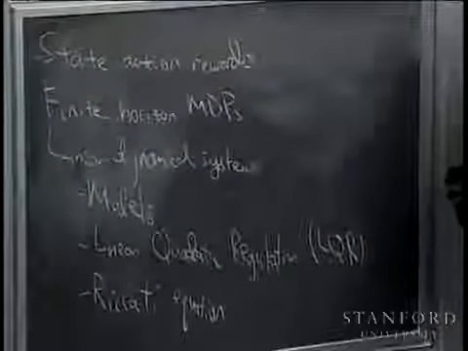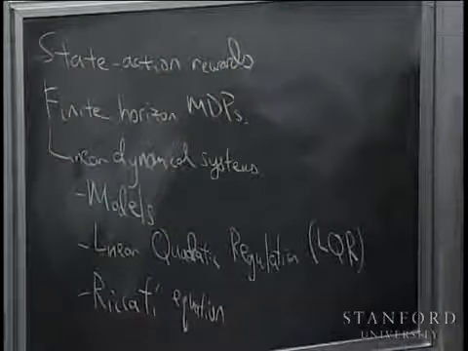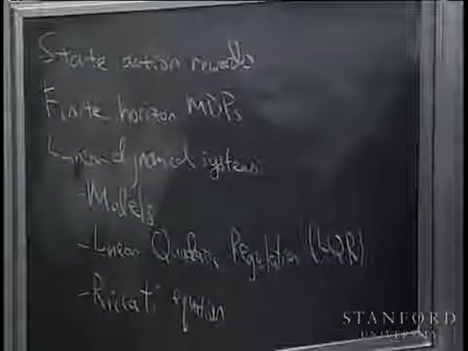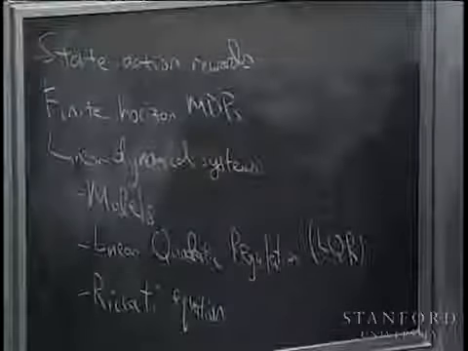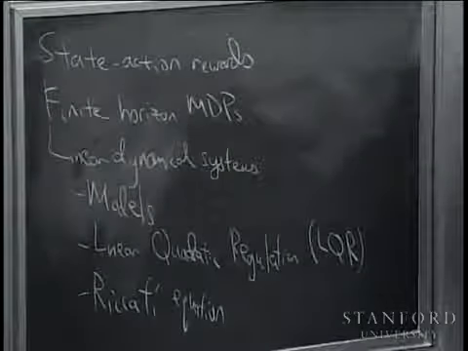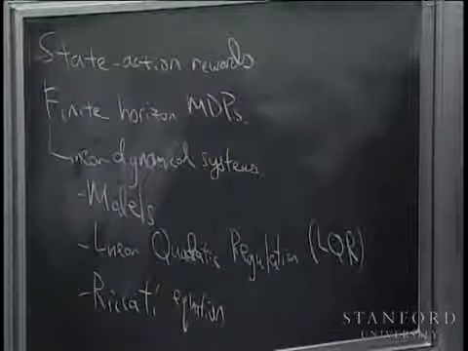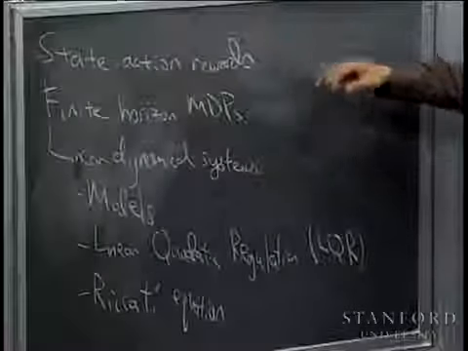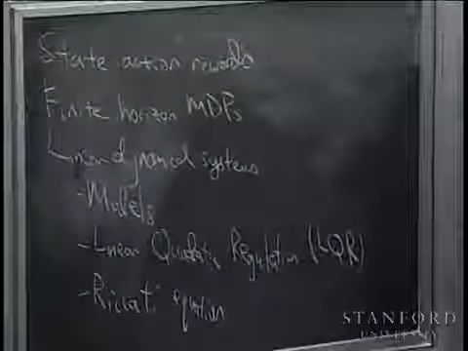So concretely, what I'll do is first start by talking about a couple of different variations of MDPs that are slightly different from the MDP definition you've seen so far. These are pretty common variations. One is state action rewards and the other is finite horizon MDPs.